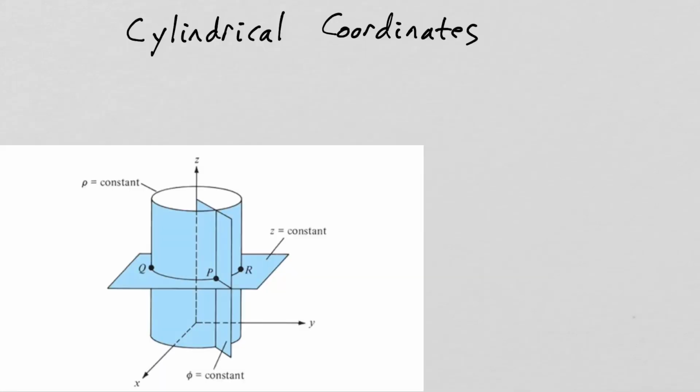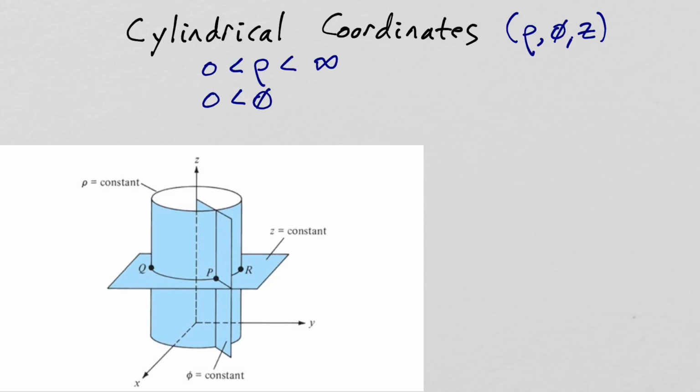Now let's look at cylindrical coordinates. The variables in cylindrical coordinates are rho, phi, and z. Rho can take on the values from 0 to infinity, phi from 0 to 2 pi radians, or 0 to 360 degrees, and z from -infinity to infinity.